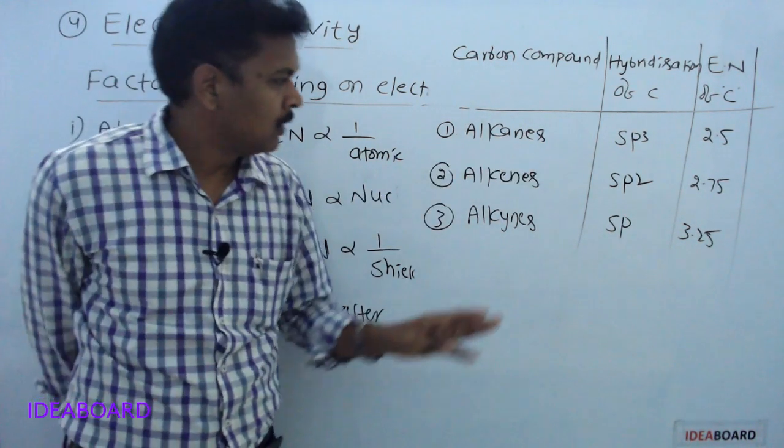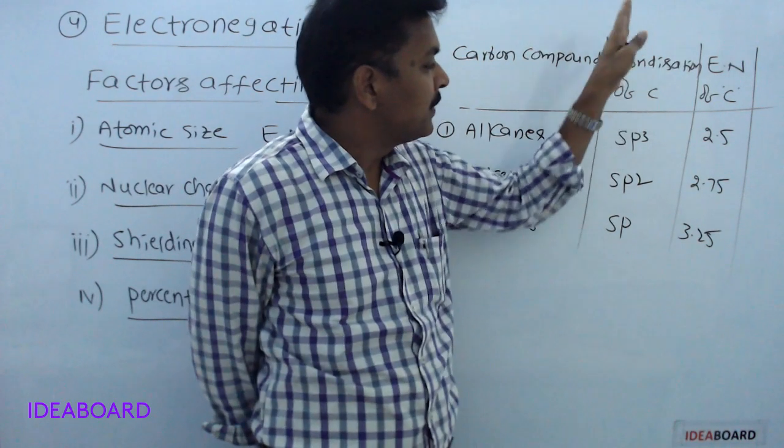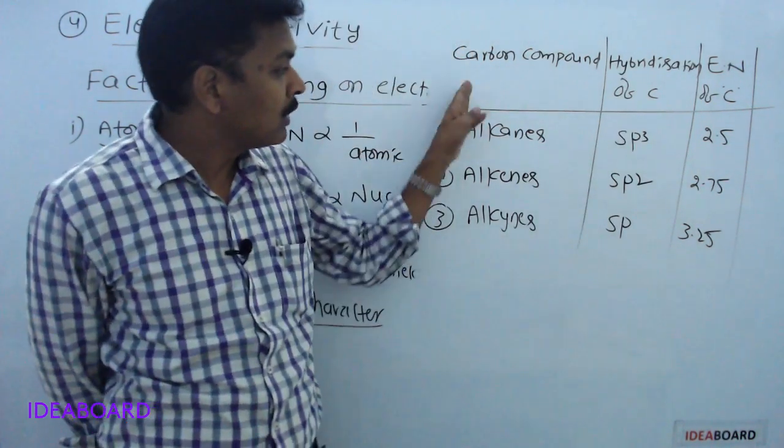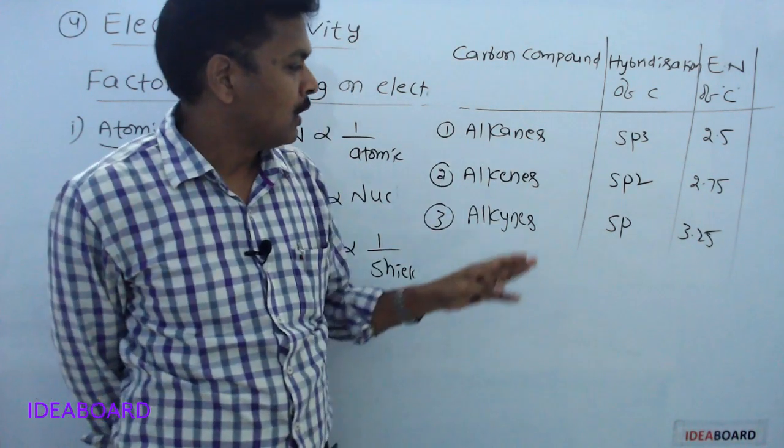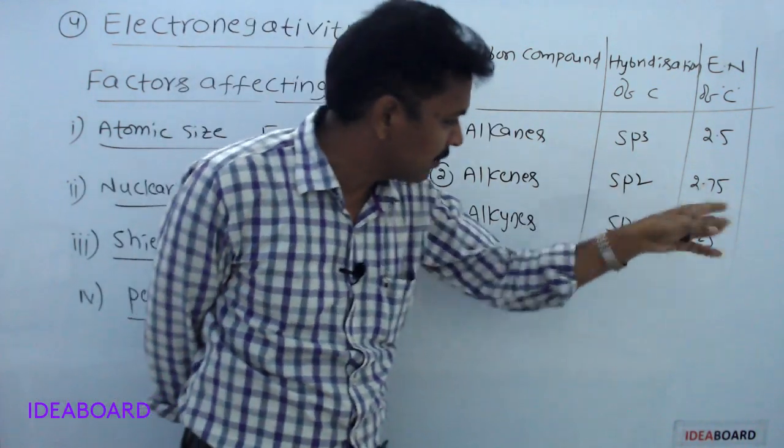In alkanes, carbon atoms undergo sp3 hybridization. Electronegativity of that sp3 carbon is 2.5. In alkenes, double bonded carbon atoms undergo sp2 hybridization.